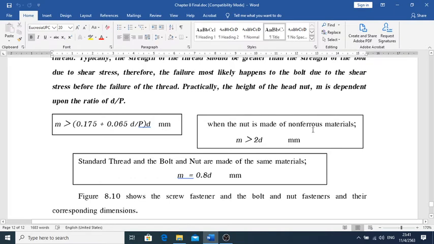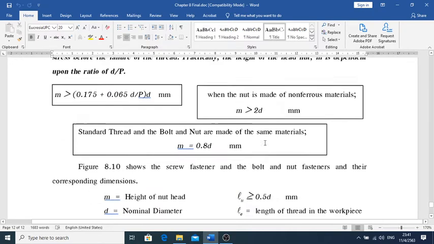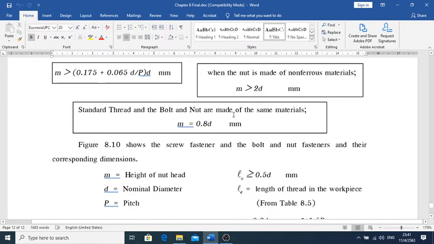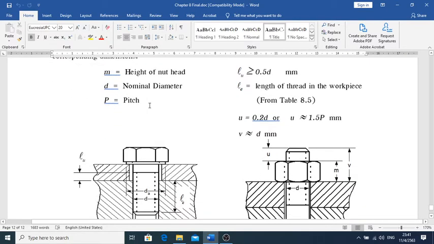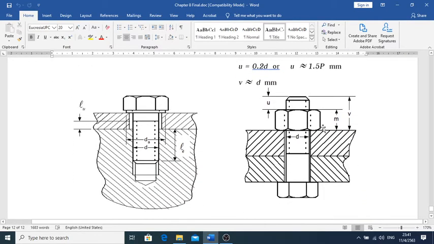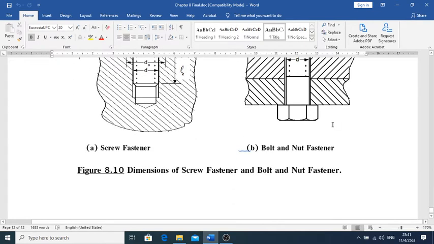When the nut is made of non-ferrous material, M is going to be greater than two times the diameter. For standard threads where the bolt and nut are made of the same material, M equals 0.8 times D. Figure 8.10 shows the screw fastener and the bolt and nut fastener and the corresponding dimensions. So typically the M is going to look like that.